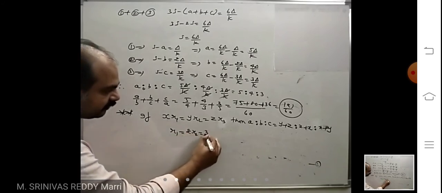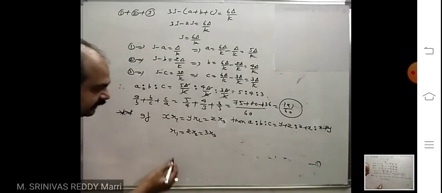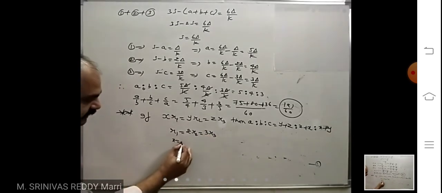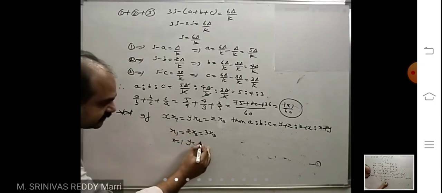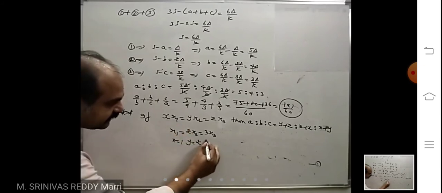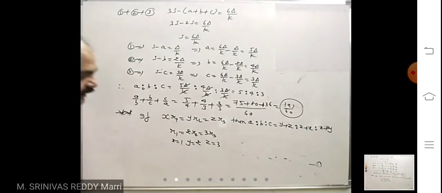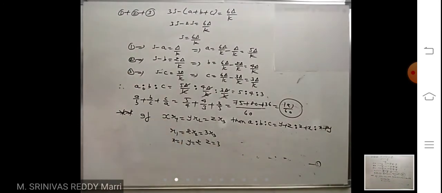R1 equal to 2, R2 equal to 3, R3. Now here, X is what? X is 1. Look at X, R1. X is 1, Y is 2, Z is 3, right? X is 1, Y is 2, Z is 3.